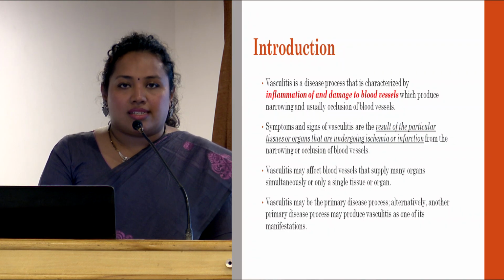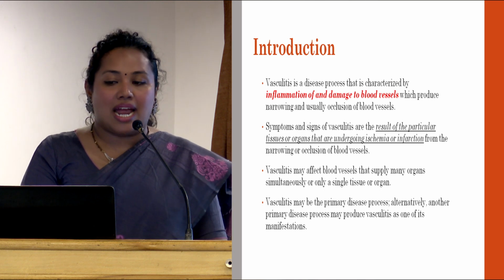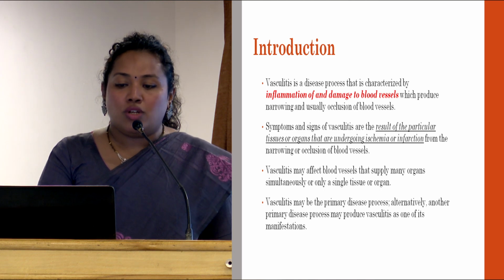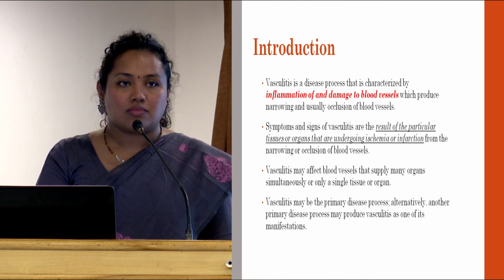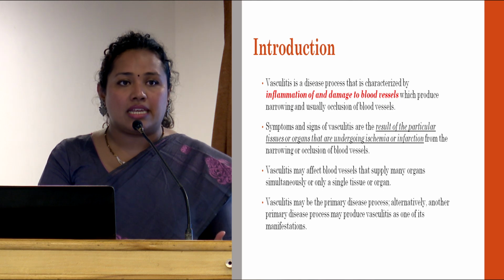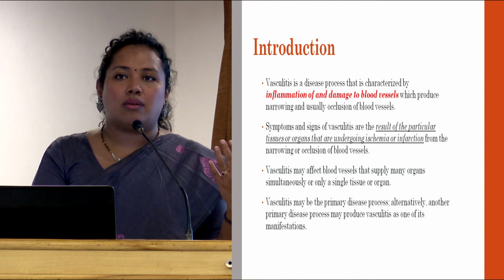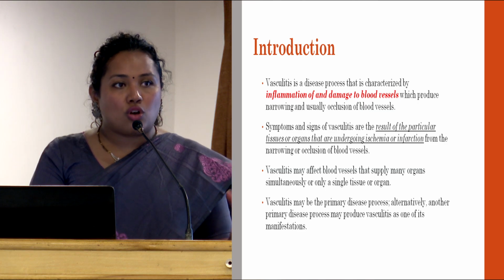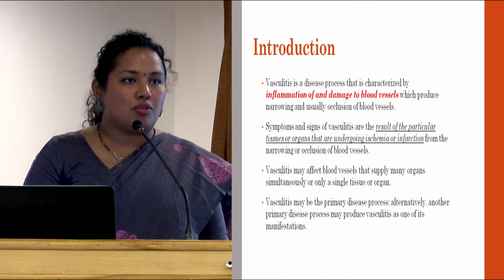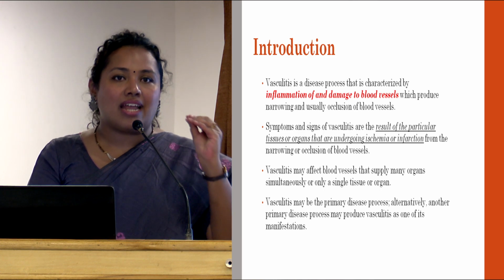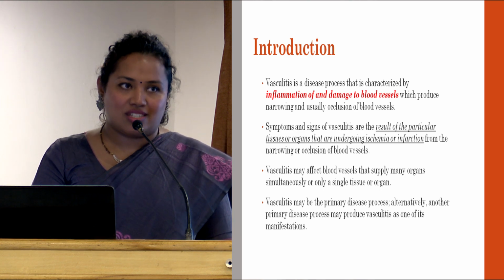So what is vasculitis? Vasculitis is a disease process characterized by inflammation and damage to the blood vessels, which can eventually produce narrowing and occlusion of the blood vessels. Whatever manifestations we see are predominantly a result of this occlusion, or of inflammation leading to aneurysms, which causes tissue or end organ damage, leading to a varied spectrum of clinical manifestations based on which part of the blood vessel or which organ's blood vessels are having vasculitis.